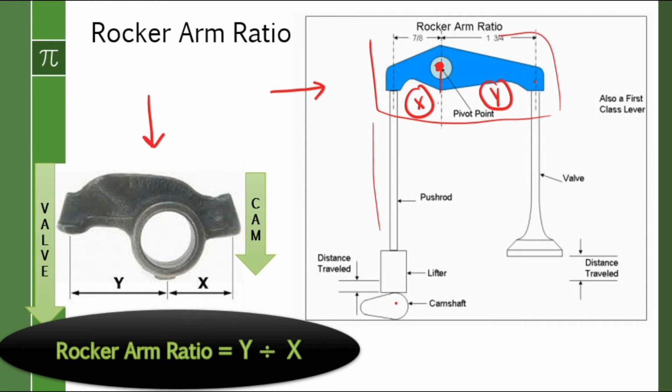Here it is on another picture. Conveniently, it is flipped so that you understand that you have to look for that short measurement from the cam to the pivot point, the longer measurement from the pivot point to the valve. And this time, to find rocker arm ratio, we're using division. So you take the bigger number and you divide it by the smaller number to get the rocker arm ratio.